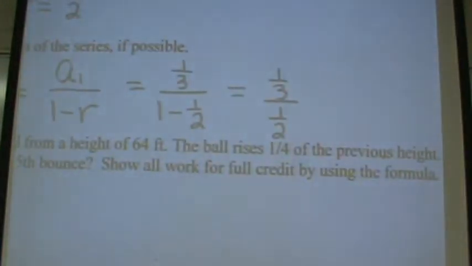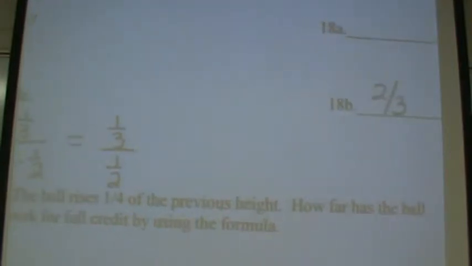So you have 1/3 over 1/2, and if you flip and multiply, you get 2/3. So this one converged. The bouncy ball question's not on the test.